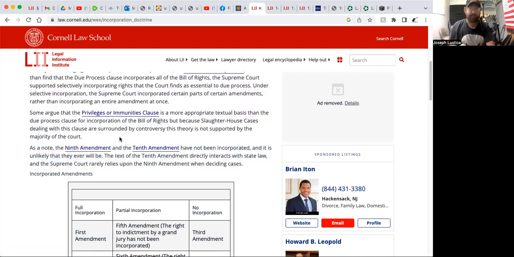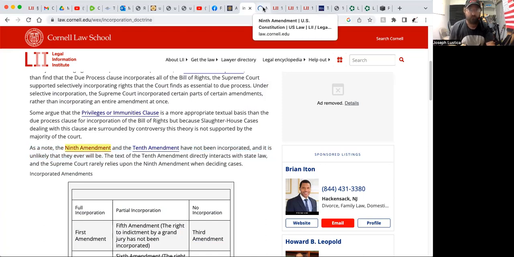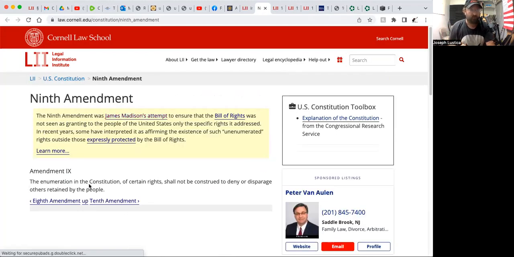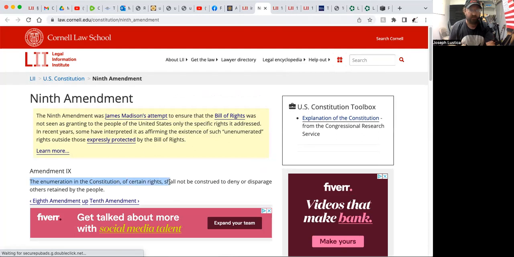Why? Well, here's a good reason. Let's look at this reason why. Let's look at the 9th Amendment. Very short, okay? "The enumeration in the Constitution of certain rights shall not be construed to deny or disparage others retained by the people."